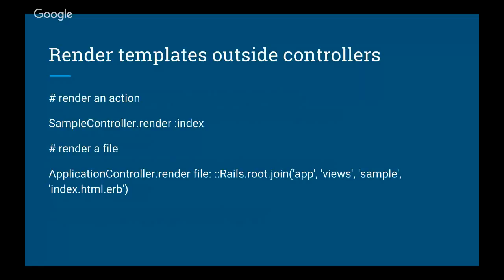To render a file, we do a bit more complicated. Rails.root.join, app is the app folder, views is the views folder, sample is the controller, and index.html.erb is the file. We are actually telling it where the file is located. So that's how we render a file. So this is how rendering a template outside a controller works.